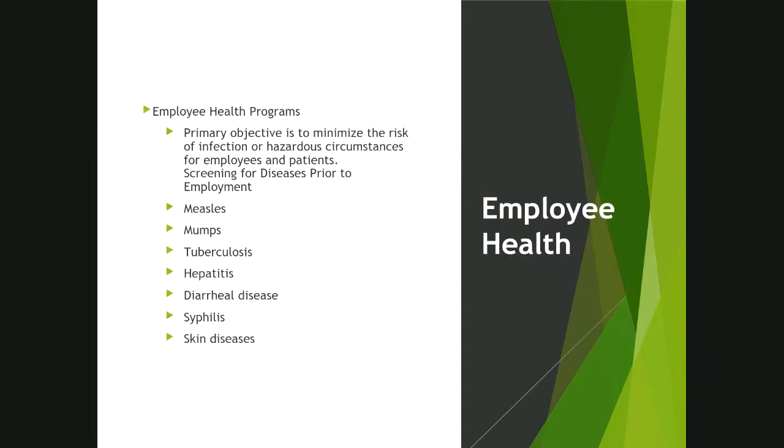So employee health programs' primary objective is to minimize the risk of infection or hazardous circumstances for employees and patients, screening for diseases prior to employment. So measles, mumps, tuberculosis, hepatitis, diarrheal disease, syphilis, and skin disease. They're just making sure that we have minimized risks. We work at potential exposure for having patients that could have these, so having vaccines is essential. Skin disease is more so to protect yourself if you have psoriasis or eczema. They just want to make sure those areas are closed because that's an open wound that could become contaminated.